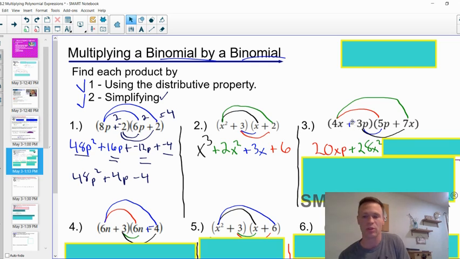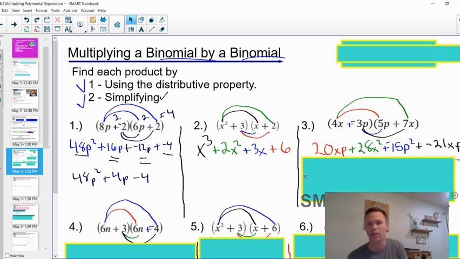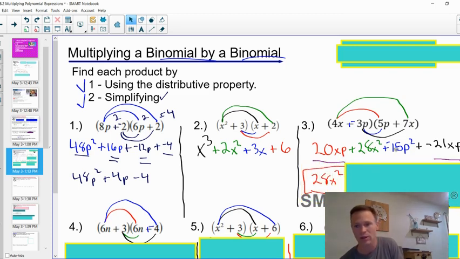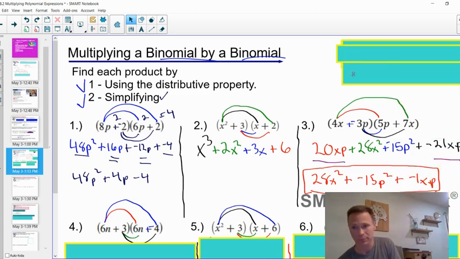Now I have to switch to the next term. Negative 3p times 5p is going to be negative 15 for the number, and p times p is p squared. Then negative 3 times 7x gives me negative 21 for the number, and px just goes along for the ride. Now I have an xp here and an xp here, so I can combine those like terms. I'm going to write it in standard form, so I'll put the x squared first. 20x squared comes first, negative 15p squared comes next, and then I'm combining 20xp and negative 21xp, and that's going to give me negative 1xp.